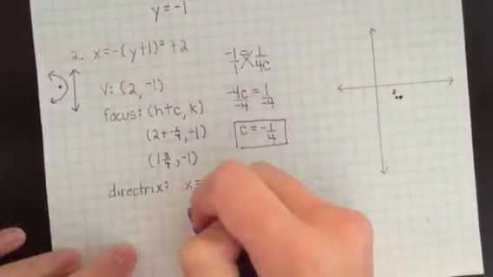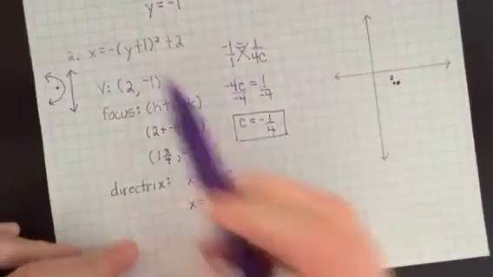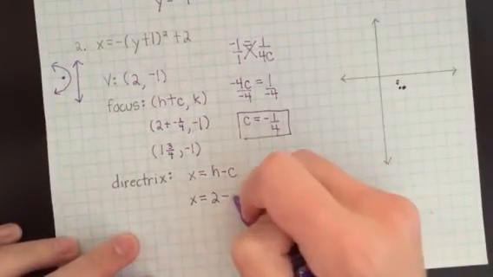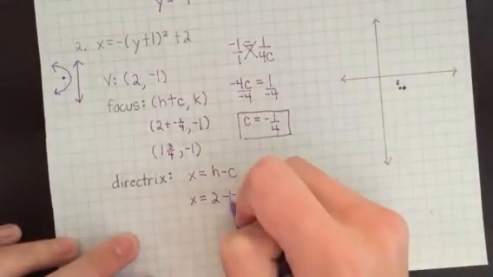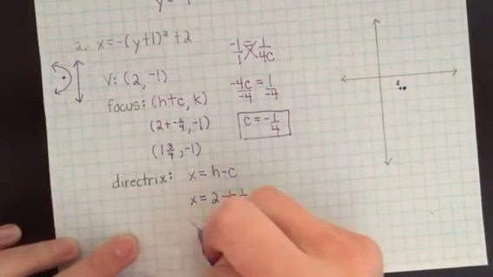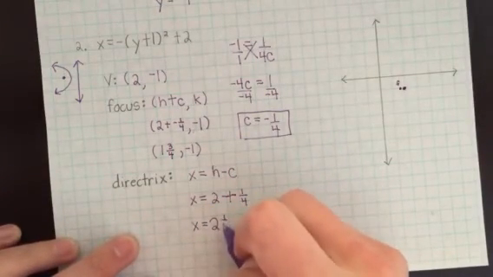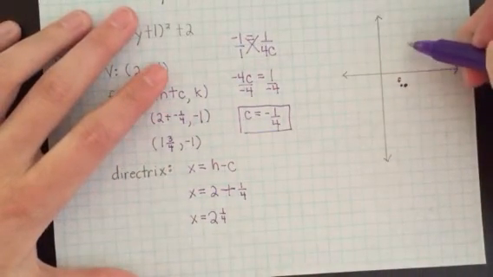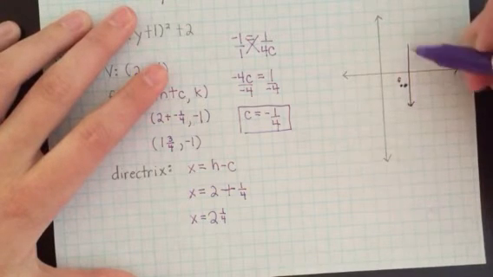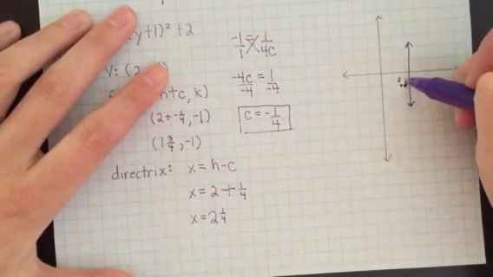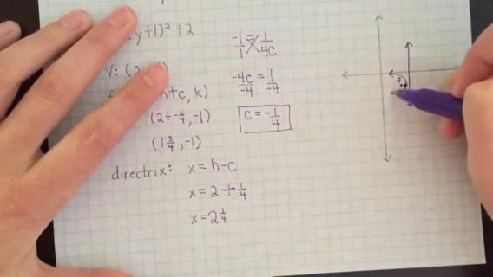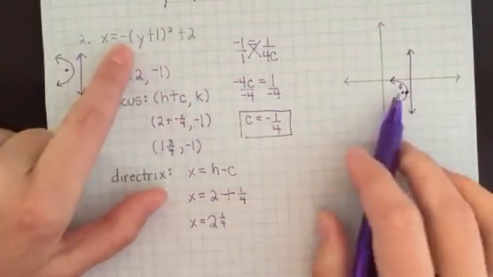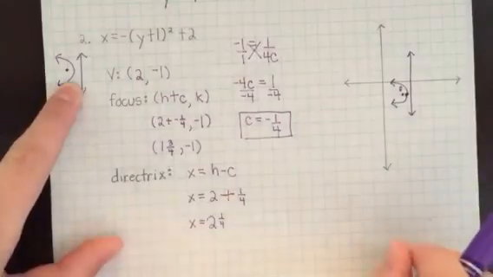Now my directrix is x equals h minus c. Again, h is 2, minus c. c is negative 1/4. So minus a negative turns positive: 2 plus 1/4, we're just going to leave it as a mixed number, 2 1/4. So x equals 2 and 1/4. That's going to be about there. So my parabola must open this way with my focus on the inside, directrix on the outside. Does that make sense? Yes, because it was supposed to be left facing.